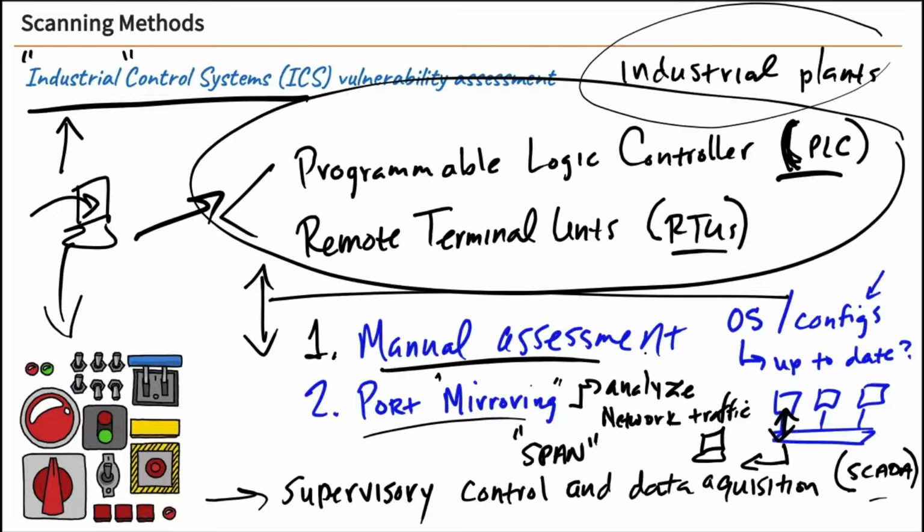So really, we want to do both of these. Manual assessment, making sure our OS is up to date and we're using security configs, and then we can use port mirroring to perform packet analysis, like we did with Wireshark earlier in the course. We used Wireshark to take a look at HTTP methods, if you recall. The idea is you could use Wireshark to analyze that network traffic, or even feed it into an application that'll analyze it for you and find out if there's nefarious activity going on. All right, so that wraps up our scanning methods.